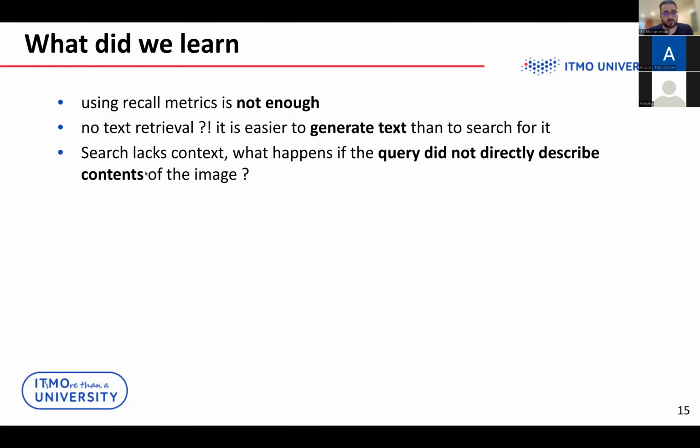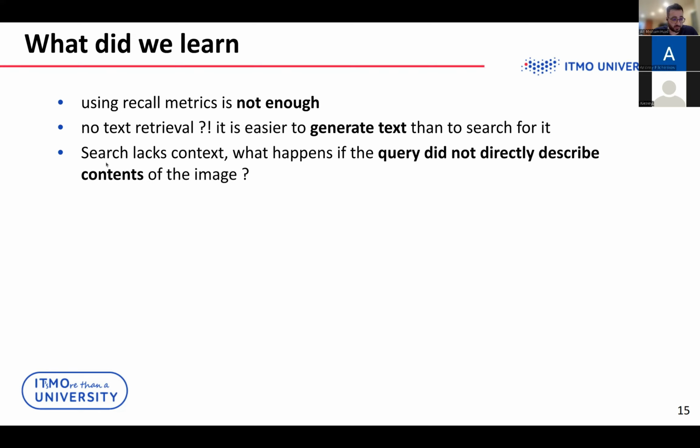As we saw, using only recall metrics is not enough, because what we really want is user satisfaction, or how users look at the results and how they receive the results. Also, it's interesting to notice that there is no text retrieval task. We are talking about image retrieval, so why not text retrieval? Well, it's actually easier to generate text than to search for it. And maybe the same can be said about images. Maybe it's easier for some queries to generate an image that represents the query than to use retrieval systems.